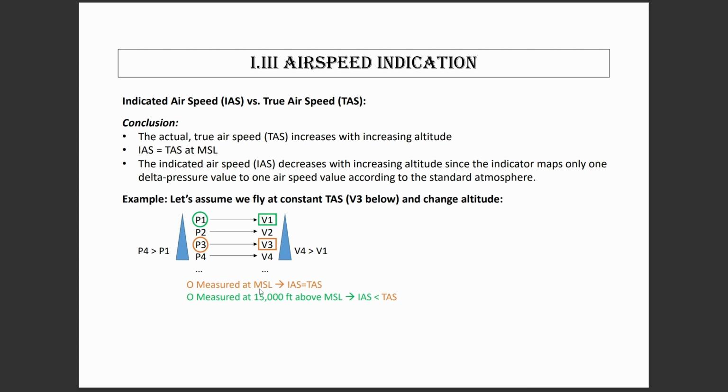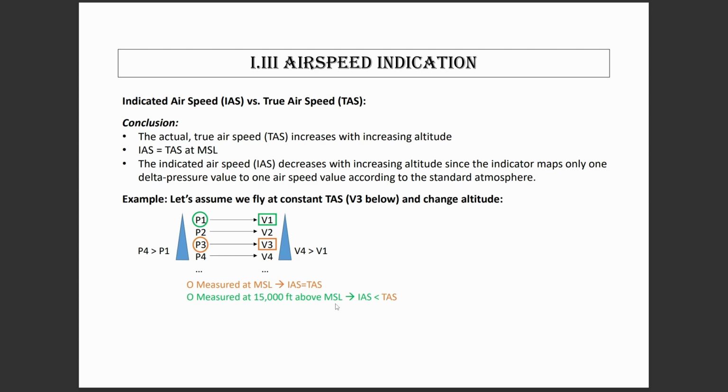But if we measure, for example, at 15,000 feet, for the same actual true airspeed as down low, we will probably measure P1, which is smaller than P3, and hence our airspeed that is indicated will be smaller. So the indicated airspeed is always smaller than the true airspeed as we go higher. Okay? Because the air density changes. And this air density change is not accounted for in the working principle of our airspeed indicator.